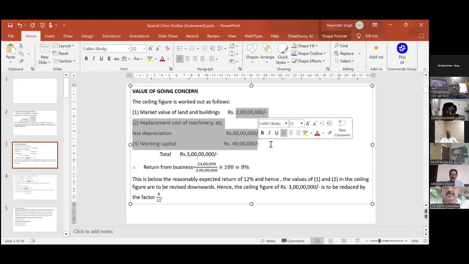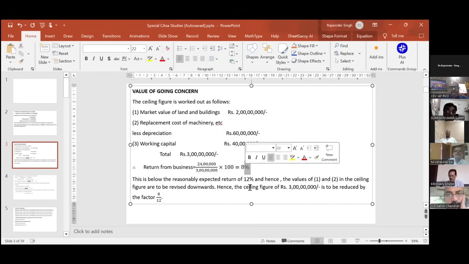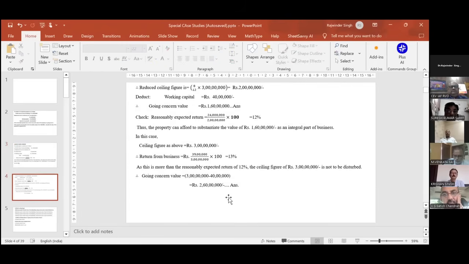For that, what do we do? We will reduce these values by using a factor of 8 by 12. Because we are getting 8% return instead of 12%, we will be using a factor of 8 by 12 to reduce these values. So see here how it will be done.